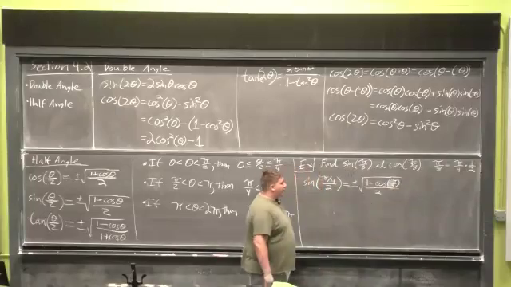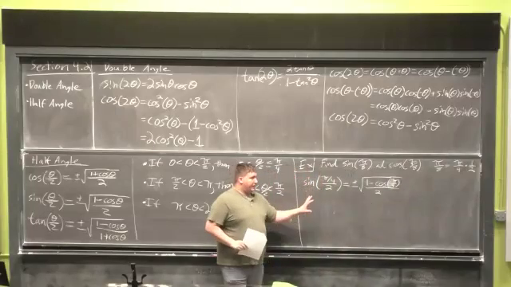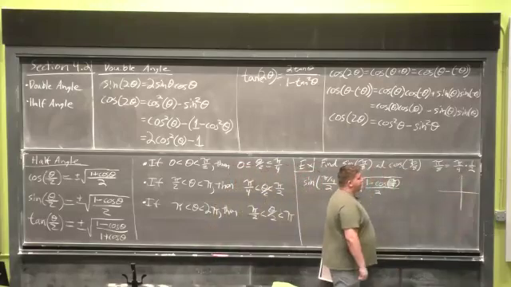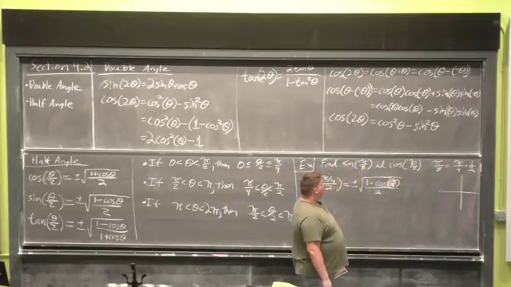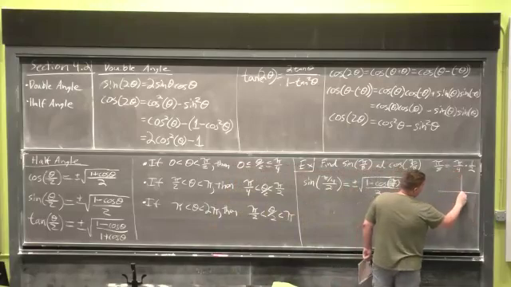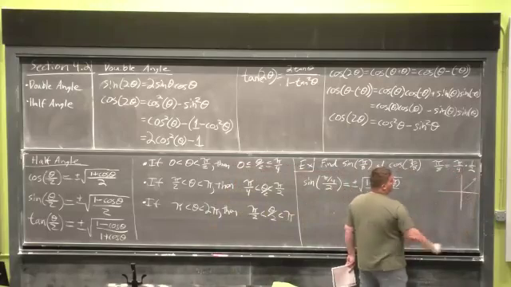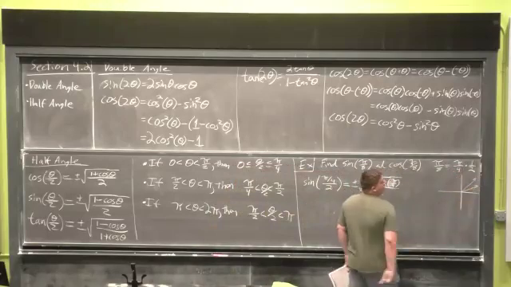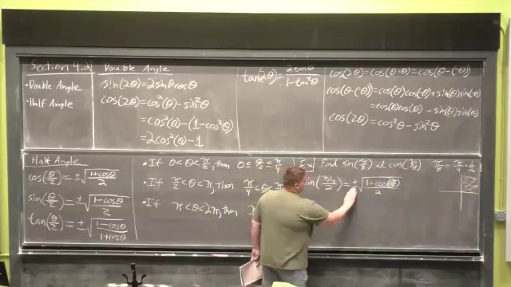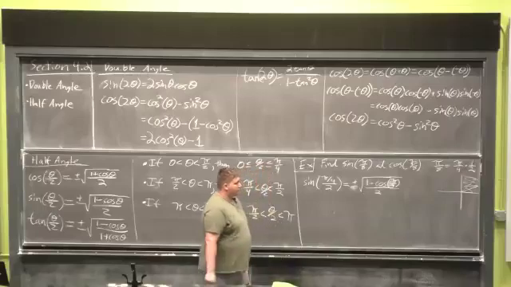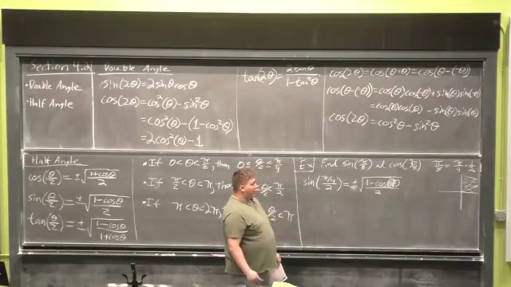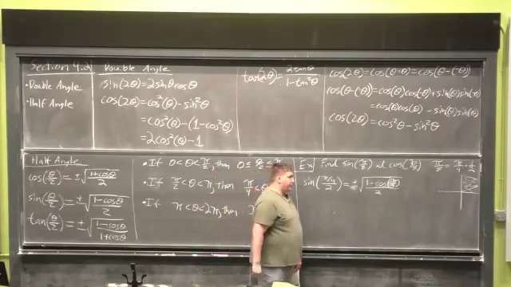Now, here's where we have to ask ourselves, where does this angle lie? My original angle, pi over 4, lies right here. That's in quadrant 1, meaning that if I take half of that, I'm still in quadrant 1, so I'm here. Meaning that my sine must be positive. So I have 1 minus cosine of pi over 4. Well, cosine of pi over 4 is square root 2 over 2.